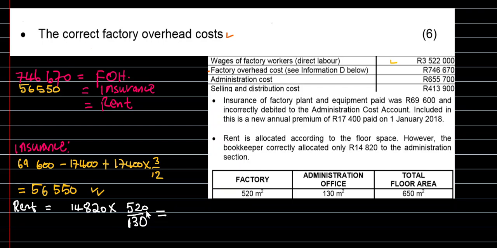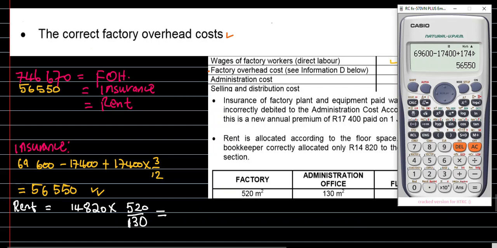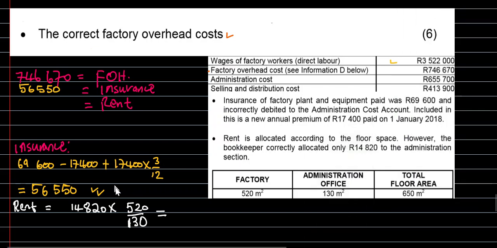Let's calculate it. So we're going to say 14,820 multiplied by 520 divided by 130. So we're going to get exactly the rent amount. The rent amount is 59,280. Then we're going to write there 59,280. So this is the amount of rent. We put there 59,280, the amount of rent.